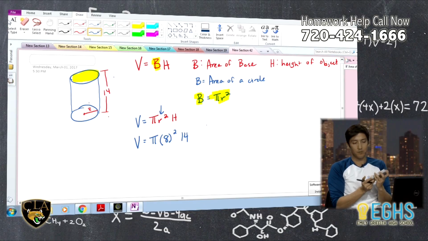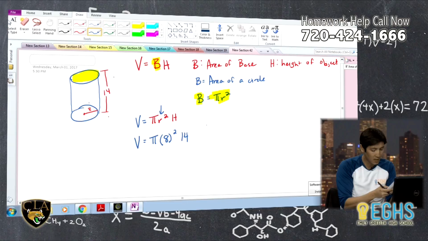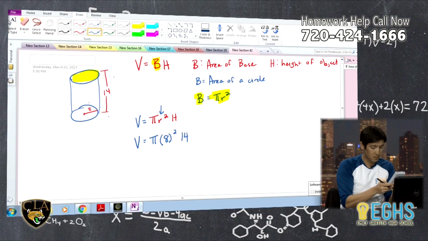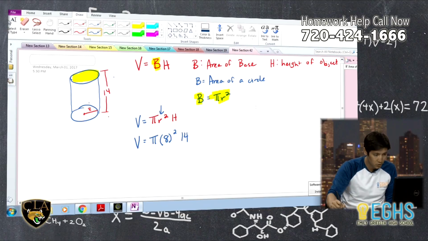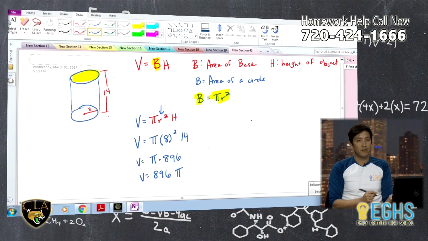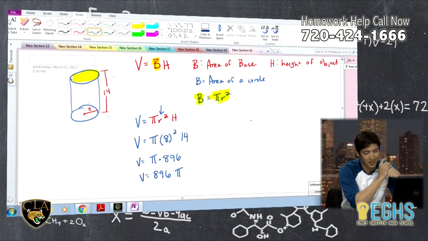I'm literally just going to plug this all in my calculator. So I'm going to do 8 squared times 14. Oh, one second. 8 squared times 14 is 896. And I'm still left with this pi. I want to leave you with two options. If your teacher asks you to solve in terms of pi, this is the most precise way to do it, just leaving it as 896 pi.